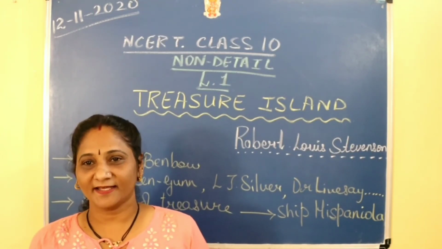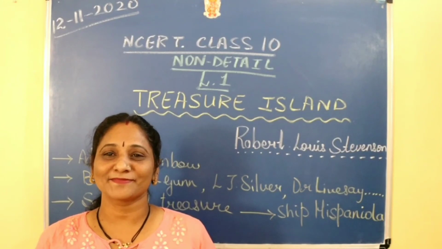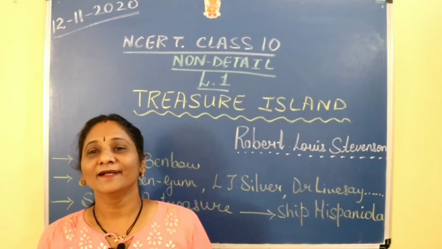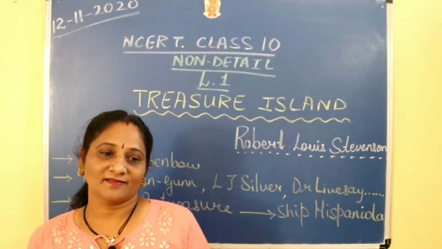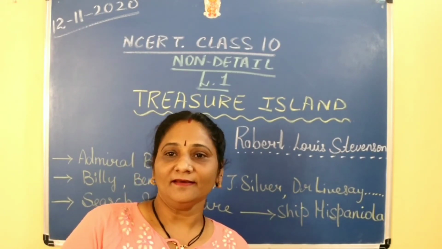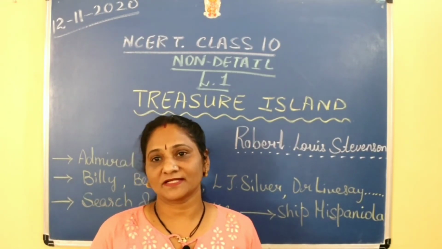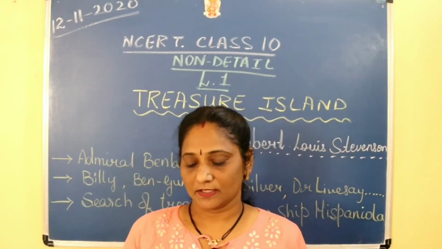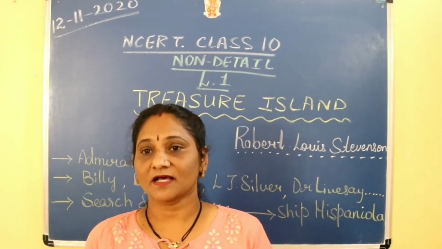Long John Silver. Again he robbed 400 coins and he escaped. Same old story of his. So these are the questions that may likely appear in the examinations. Most likely questions that may appear in the examination.